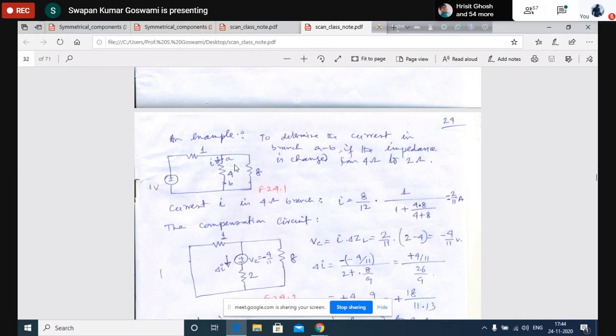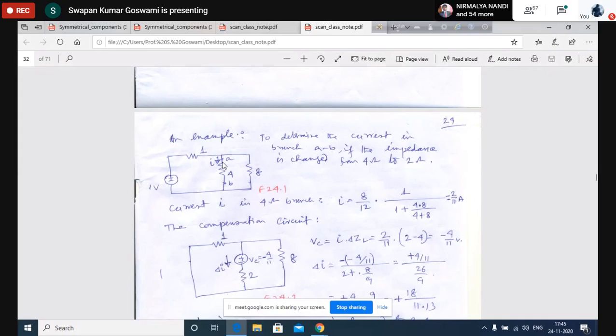Therefore this current will be the initial current into 1 by 1 plus 4 into 8 by 4 plus 8. This is the current I. Out of this current, how much will be flowing through this branch? It will be 8 by 8 plus 4. So this is the current delivered by the source into 8 divided by 8 plus 4, which will be the current I. So that is equal to 2 by 11 ampere. So we have determined this current.